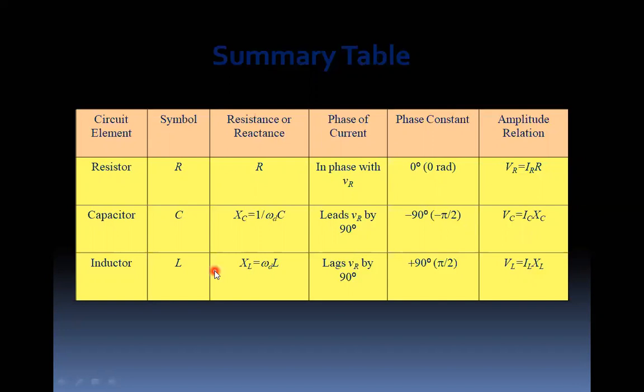And the last, for the inductor, the symbol is L. The reactance, in the form of impedance, is XL is equal to omega into L, and the current is lagging by 90 degrees. So the phase constant is plus 90 degrees or pi by 2, and the amplitude relation is VL is equal to I into XL.